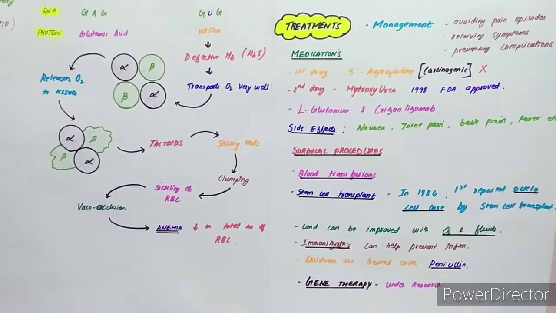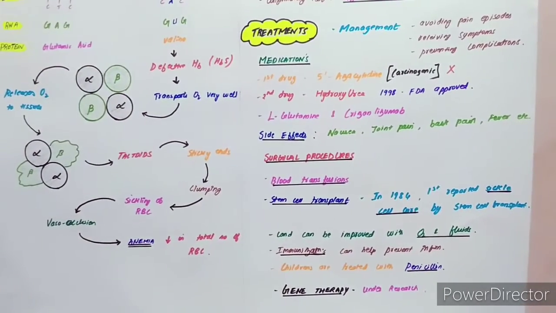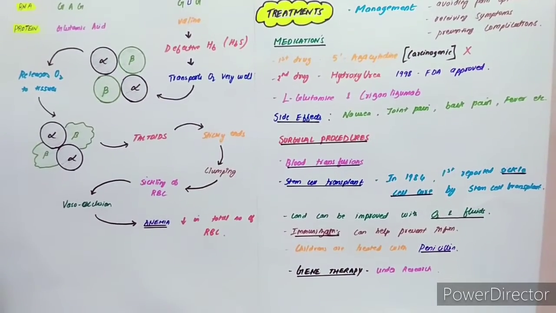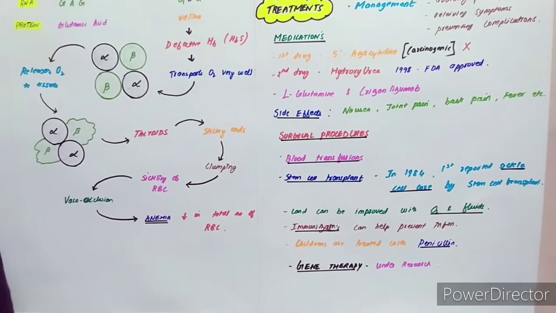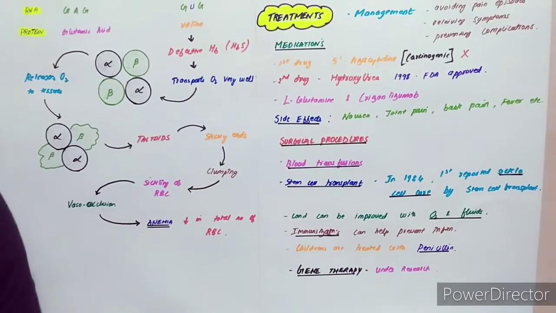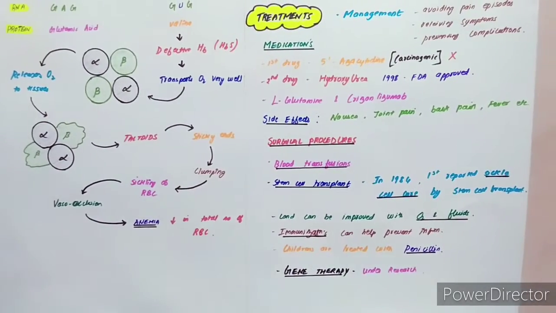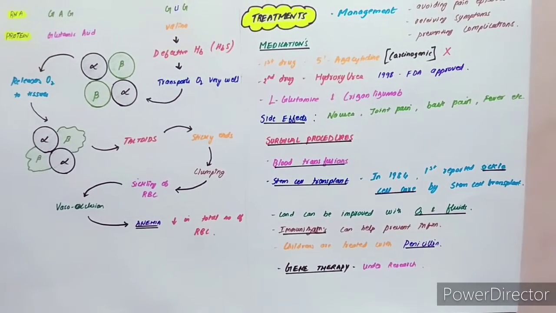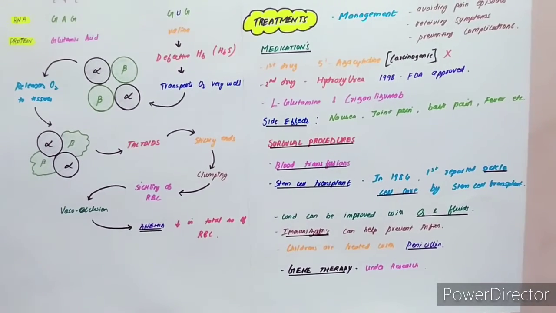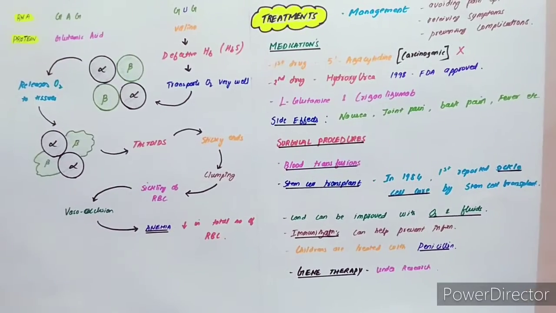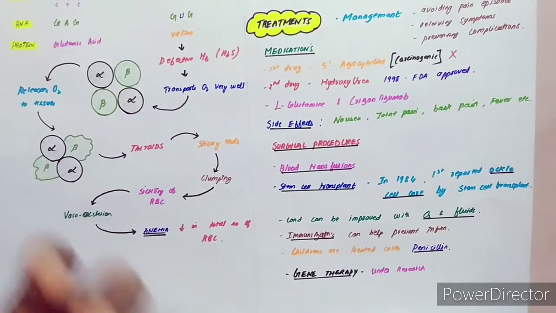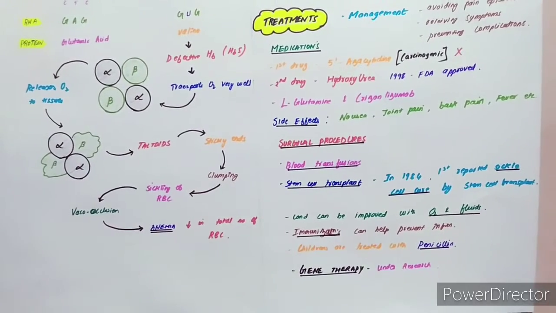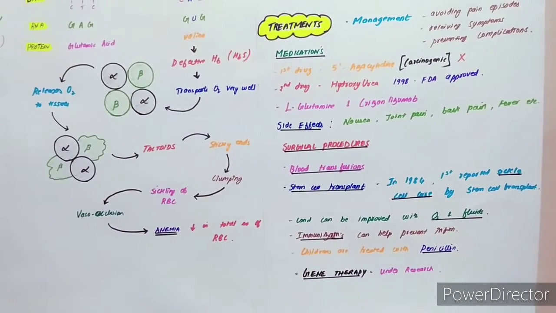hydroxyurea, which reduces the frequency of painful crisis and might reduce the need for blood transfusion and hospitalization. It increases the gamma globin, which is present in the fetal hemoglobin, that is HbF. It also increases the risk of infection because of the decrease in WBC and platelets. It is advised that pregnant women don't take the drug.